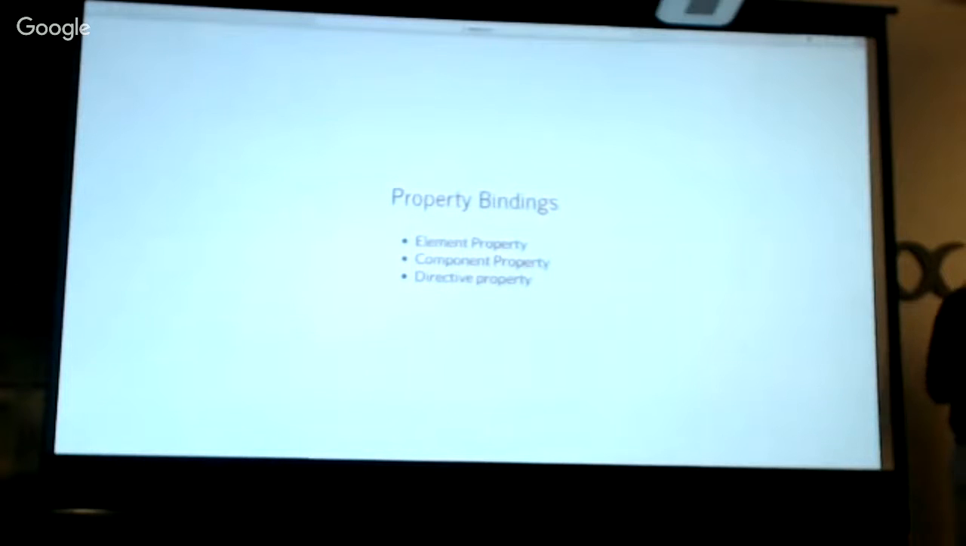So let's look at some property bindings here. There are three different types of property bindings. There's the element property, like, again, the example is an image DOM element, and you might bind to the source property on there. Our components can have input and output properties that we can bind to, and directives can have properties.